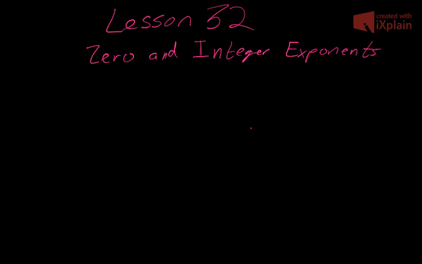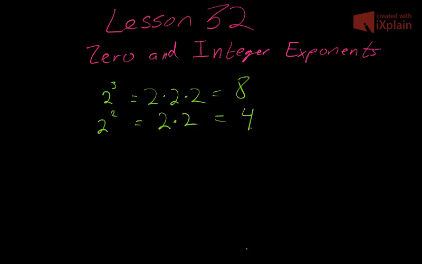So I want to start by looking at things we know, and we're going to make a quick table. I'm starting off with 2 to the power of 3, and I know that equals 2 times 2 times 2, and that's going to give me 8. I'm going to go down to 2 squared, which is 2 times 2, going to give me 4. 2 to the first is 2.